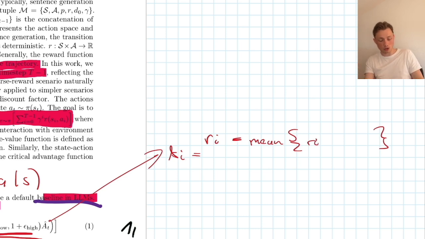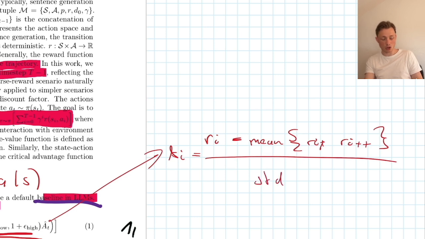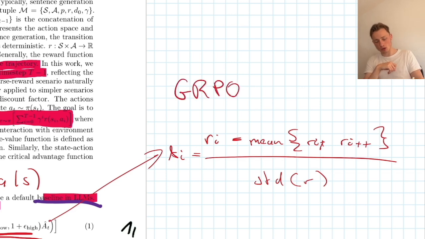Okay, so sentence one up to, I don't know how many sentences we have, and then divided by the standard deviation of all rewards. And this was how it was done with GRPO. So this is GRPO.